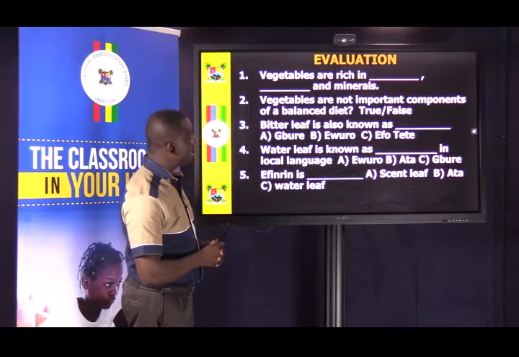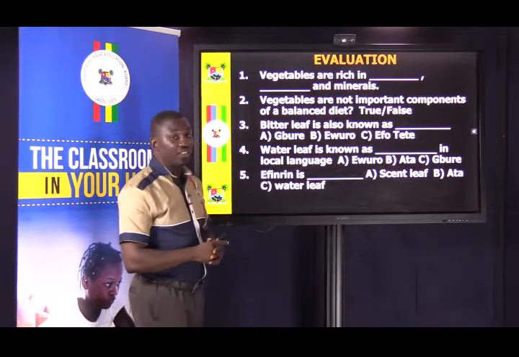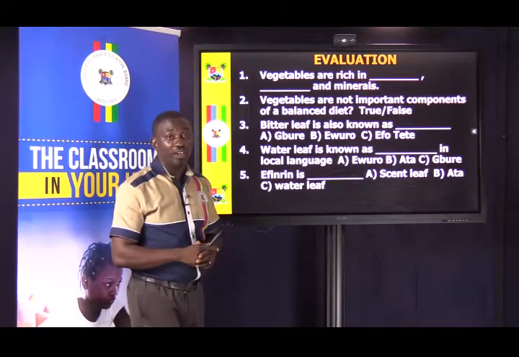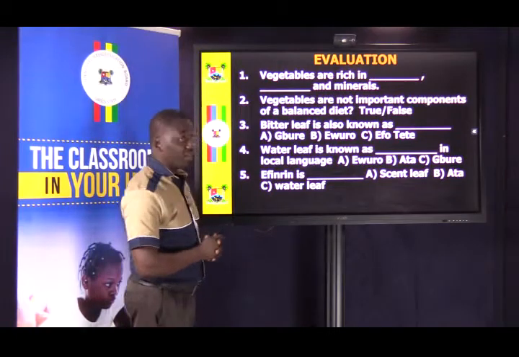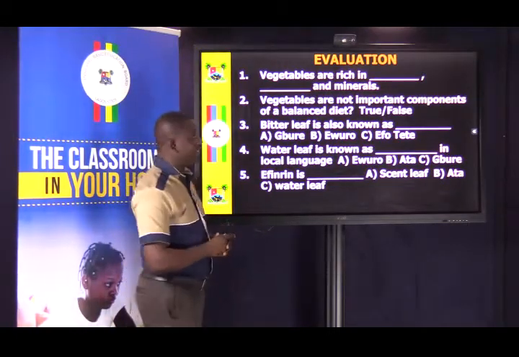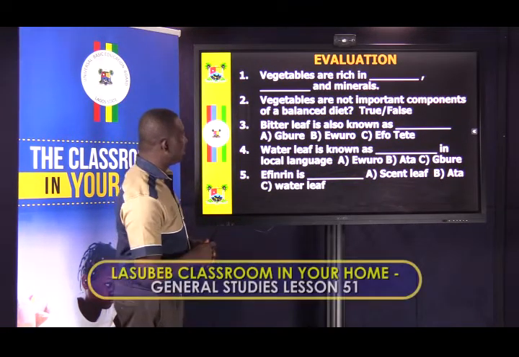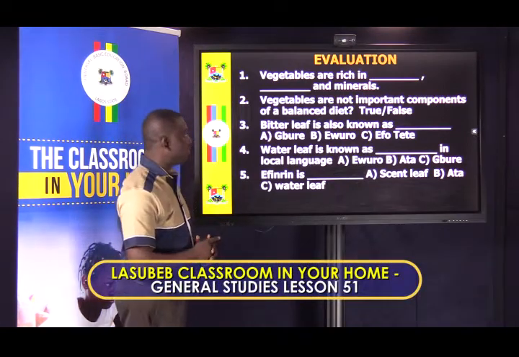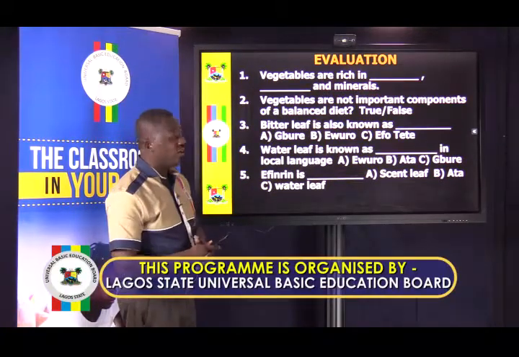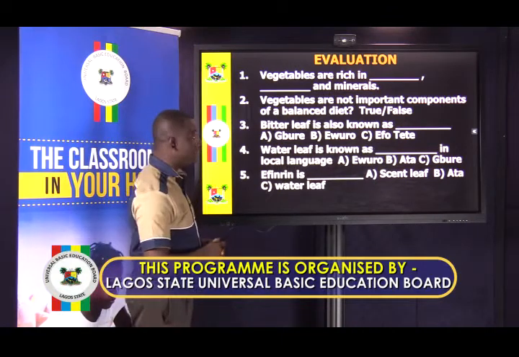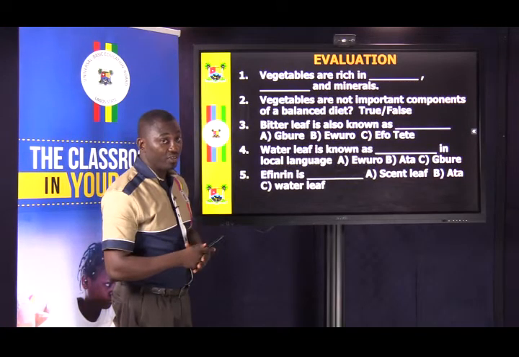Vegetables are rich in dash and minerals. Vegetables are rich in dash and minerals. Put down your answer, meaning that you are putting 2 down for number 1. Okay? Have you done that? Okay, let's move on to number 2. Vegetables are not important components of a balanced diet. Vegetables are not important components of a balanced diet. Is that a true or false statement? Put it down quickly, very fast. Okay, can we continue? You've put down your answer.